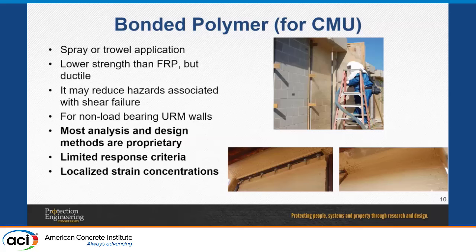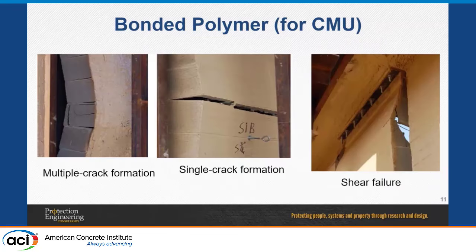Now, this can be prone to localized strain concentrations, and what I mean with that is, in this picture, you can see two masonry walls with bonded polymer. This is after test pictures. And on the picture on the left, there is a multiple crack formation. So, cracks along the length of the wall. So it's a better distribution of strains. But on the one in the center, the crack was concentrated in the center at midspan, and that was a premature failure, a rupture of the polymer, right? Because all the strain is concentrated on that single crack.